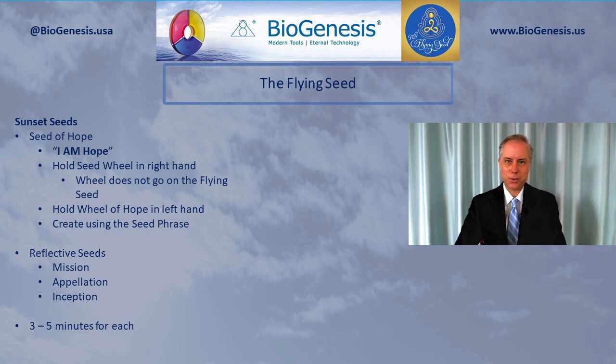We set aside the wheel, and then we enliven our reflective mission seed, our reflective appellation seed, and our reflective inception seed. We'll do 3 to 5 minutes for each of these. So that means 4 different seeds, 3 to 5 minutes. You could do it in as little as 12 minutes up to 20 minutes each evening. This will be our evening sunset technique.